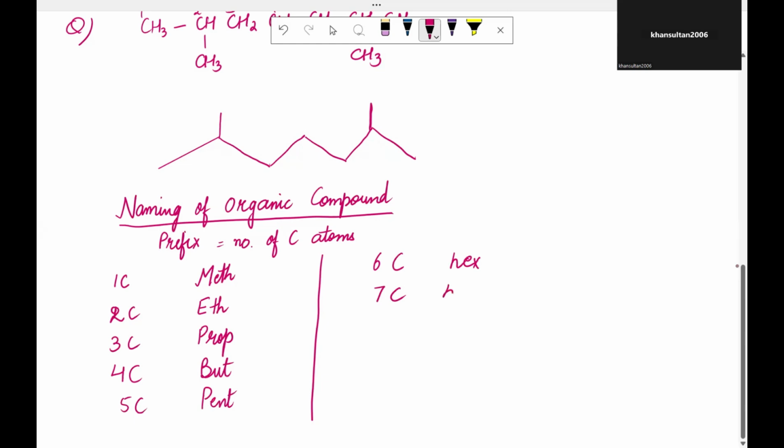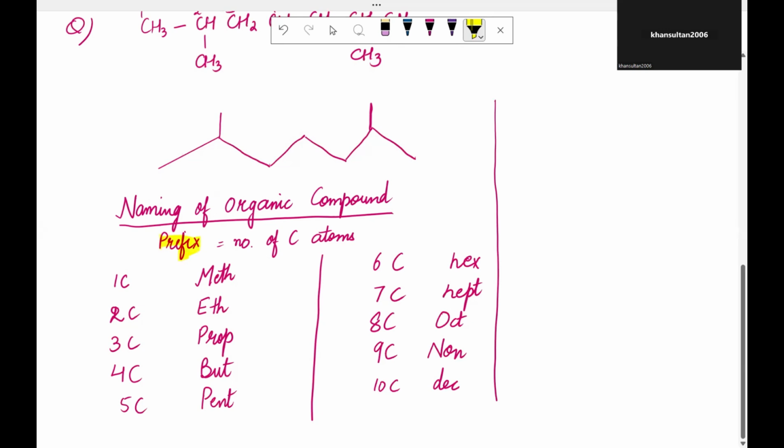And seven carbon is basically hept. Eight carbon is oct. Nine carbon is non, whereas 10 carbon is dec. Okay. Now let's discuss, this is what we have done, prefix. Okay. Now let's move further towards suffix.